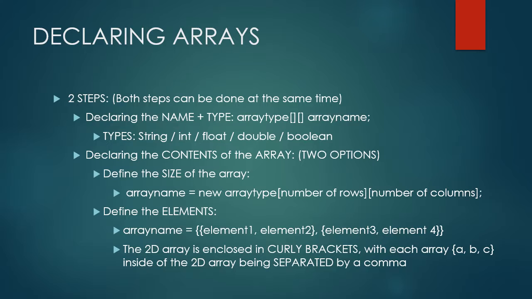You could also define the elements of the array directly by treating all the rows represented by an array as an element inside an array. For example, array name equals curly bracket curly bracket A, comma, space B, curly bracket, comma, space, curly bracket C, comma, space D, curly bracket in this example here.